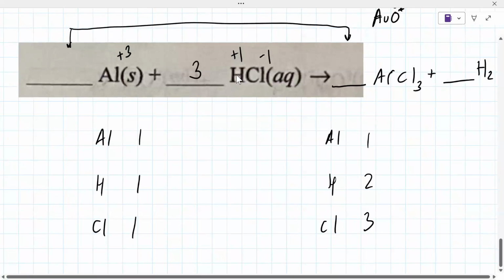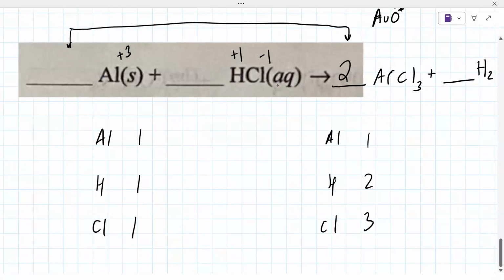That gives me 3 H's, which is no good because I got 2 here, right? So it's what's called an iterative approach. If you double this to get 6 Cl's, put 6 here. Now you've got 2 and 6, and on the left you've got 6 and 6, but your H's don't match and your Cl's don't match.